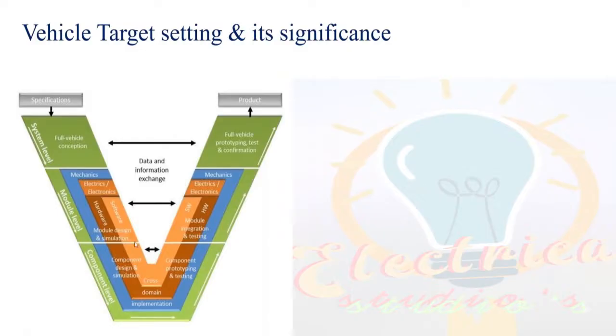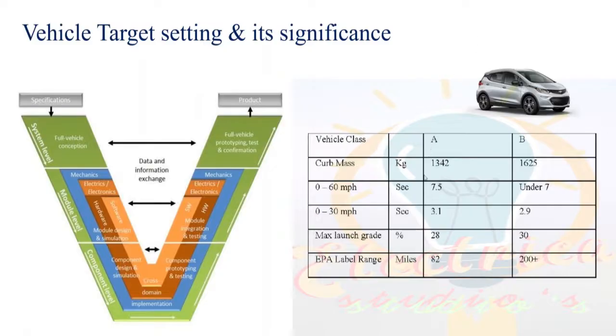So the people design the motor, they design the motor components, they design the inverter components, they design all the e-drive components, and they simulate it and they check whether it is meeting the targets we set. So for example, the targets could be like this. Say this is an example of Chevrolet Volt. I have taken the reference from Chevrolet Volt.